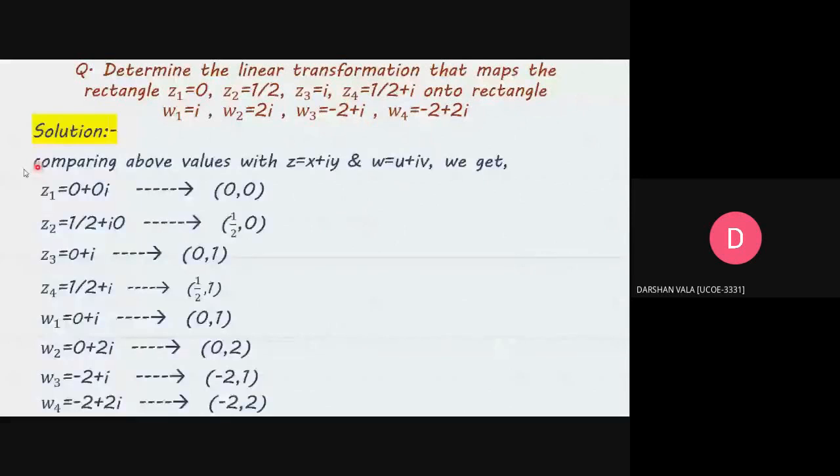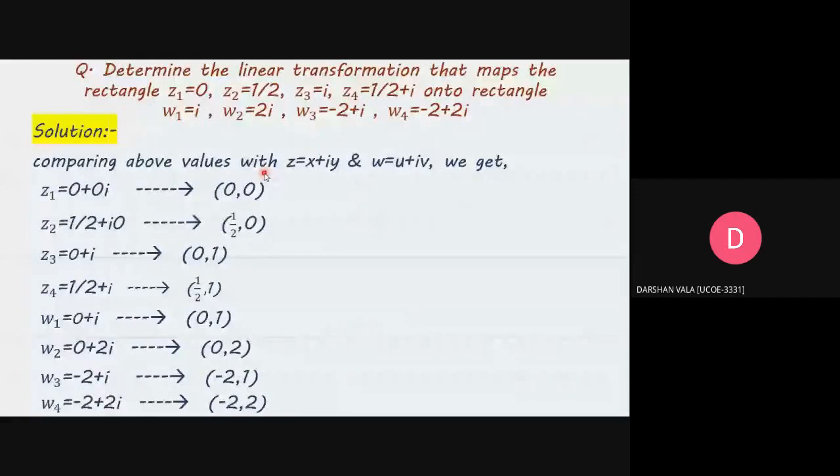Solution. Okay. Here, Z1, Z2, Z3, and Z4 are the vertices in the Z plane, and W1, W2, W3, and W4 are the vertices in the W plane. So first we find the coordinates of these vertices. So how to find it?